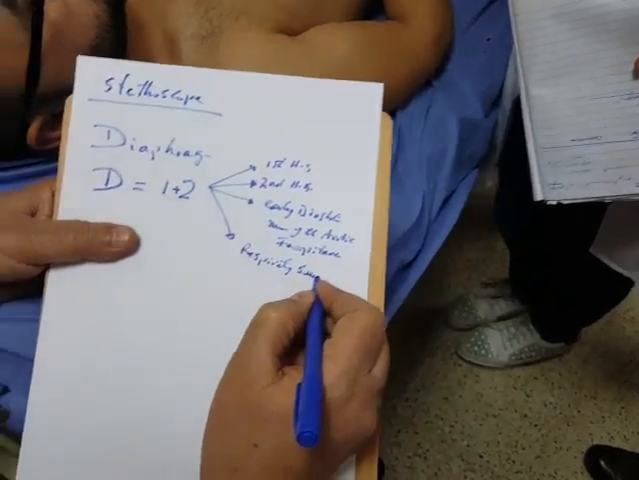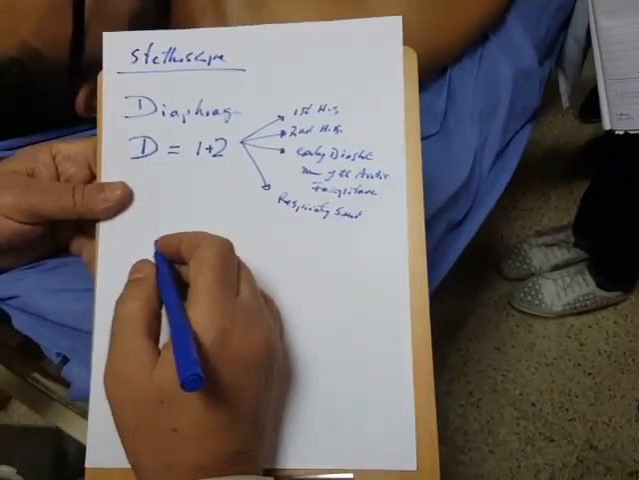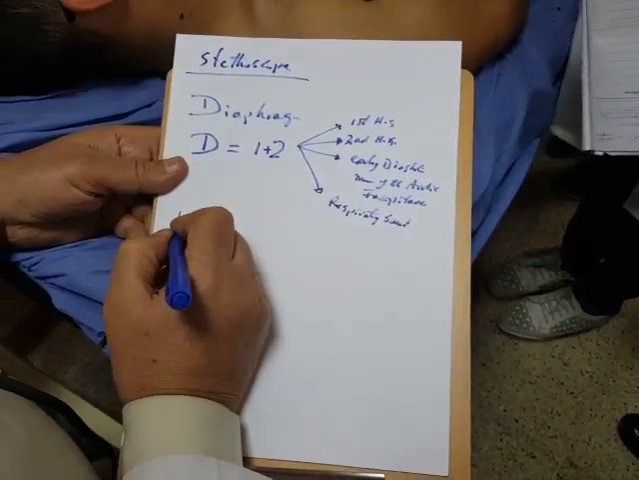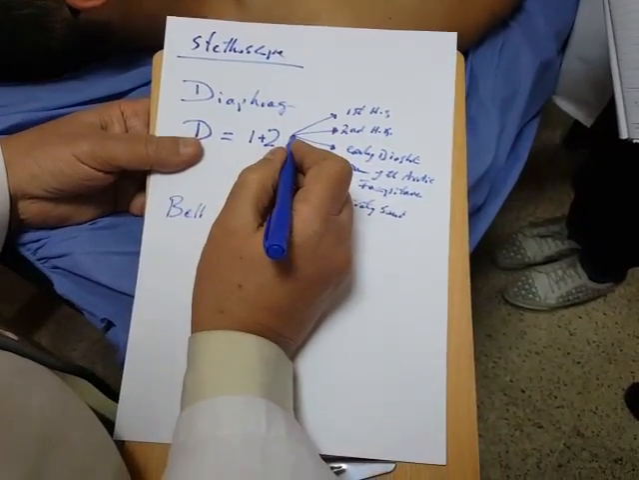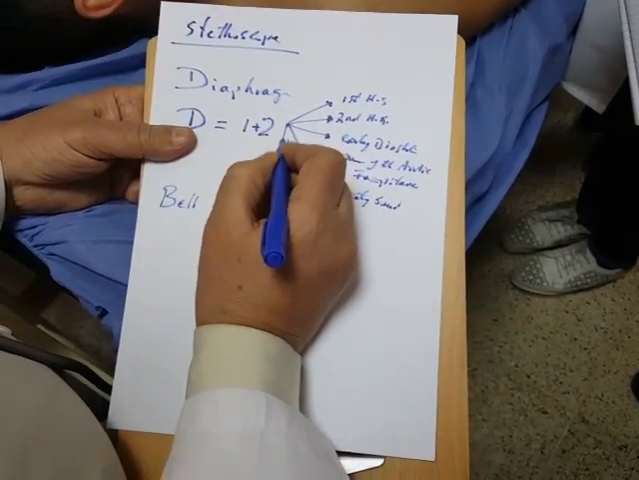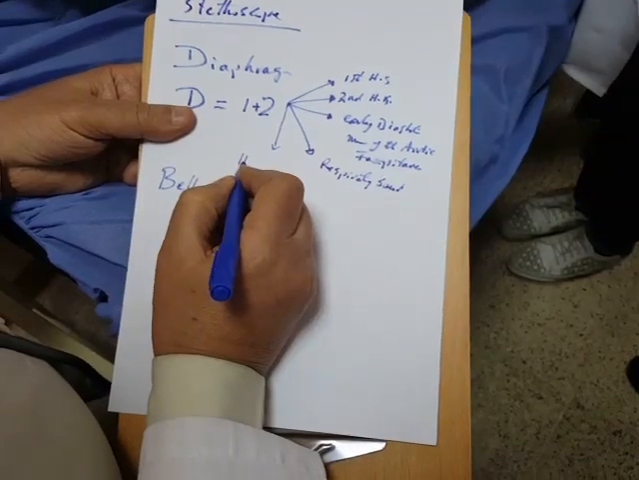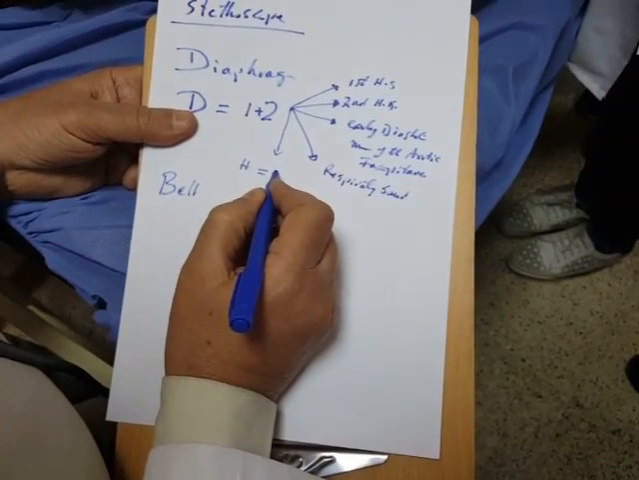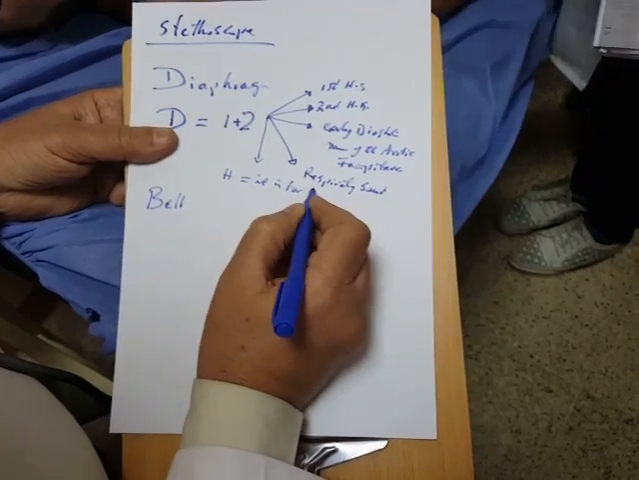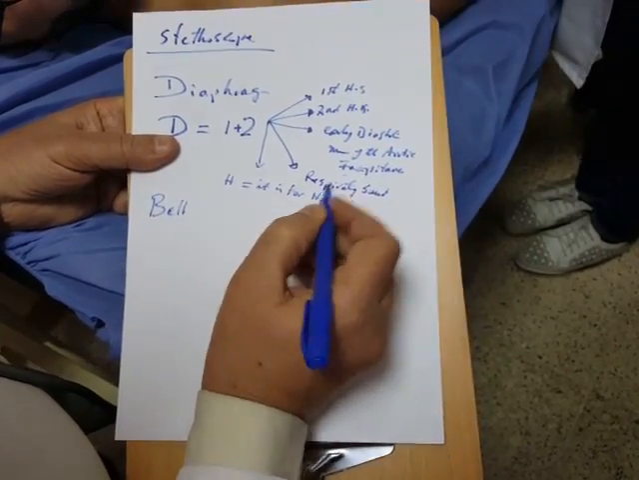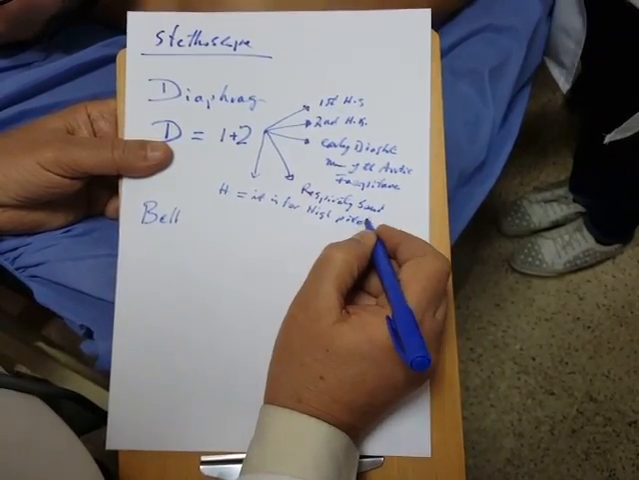Sound. Okay. The bell. And because the diaphragm having H in the diaphragm, it is for high pitch sound.